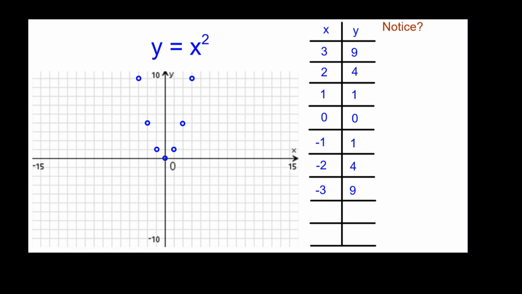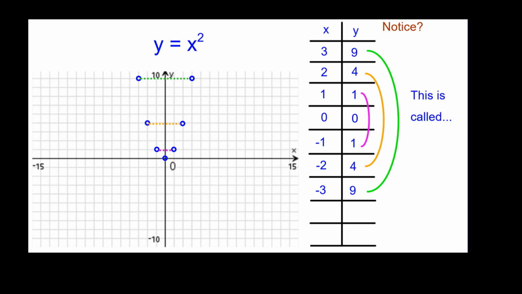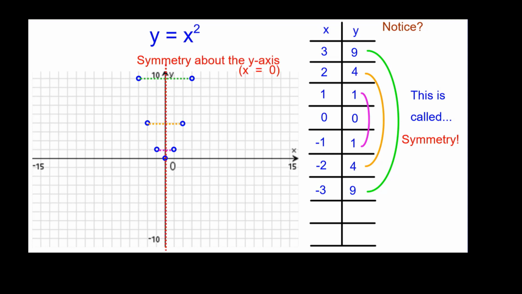So do you notice a pattern here in either the table or the graph? Press pause as needed. Well, here are some hints. So this is called, wait for it, symmetry in the table and in the graph. And there's symmetry about the y-axis, or the line x equals 0.